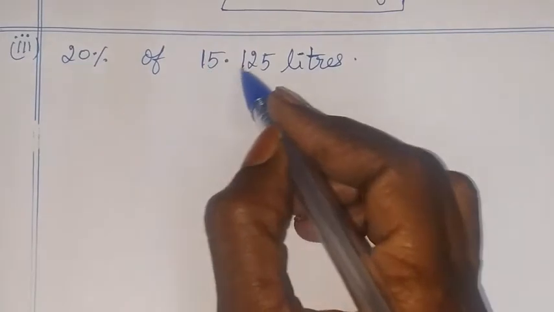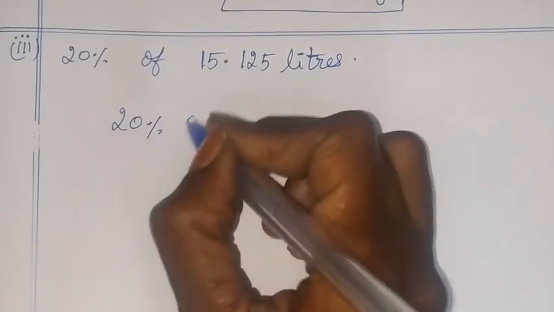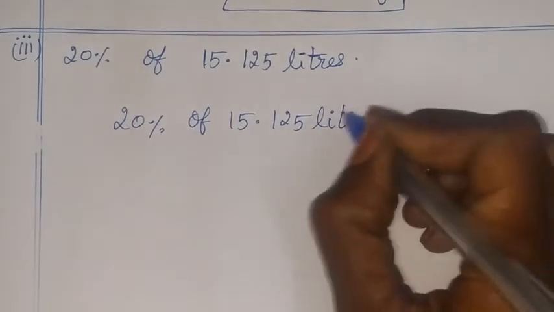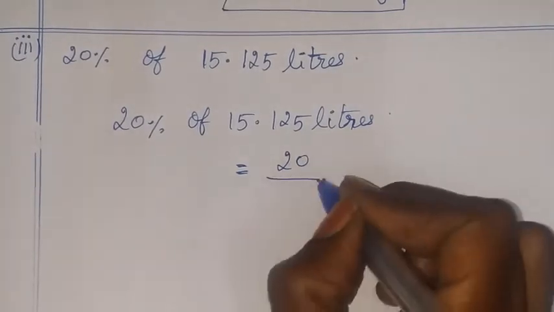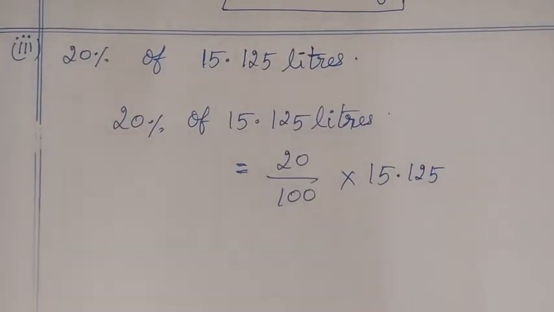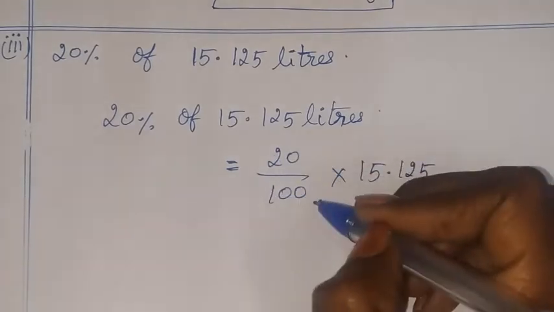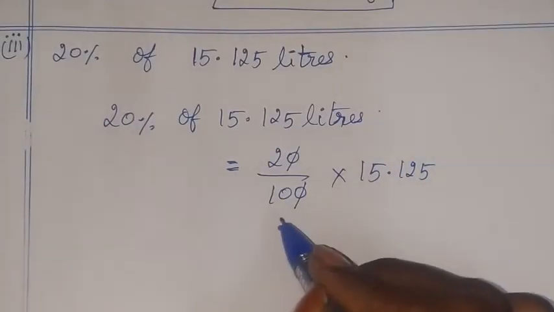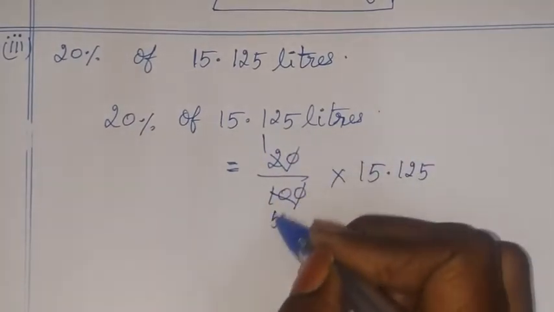20% of 15.125 liters. To find this percentage of this amount, we have to multiply by the percentage. So 20 by 100 into 15.125. Now we should simplify. Here one numerator and one denominator end with 0. So we can strike out 1 0 and 1 0. And then both will go in the 2 table. 2 1s are 2, 2 5s are 10.